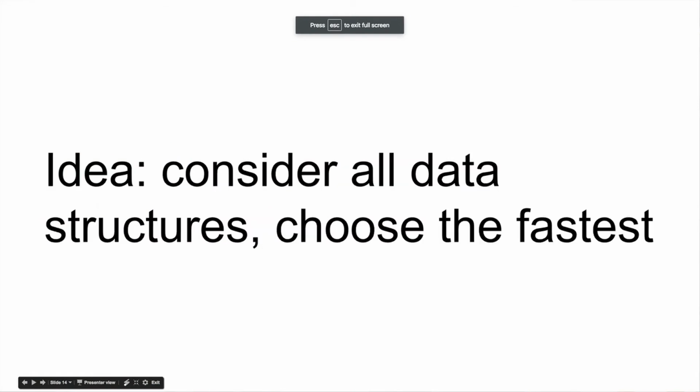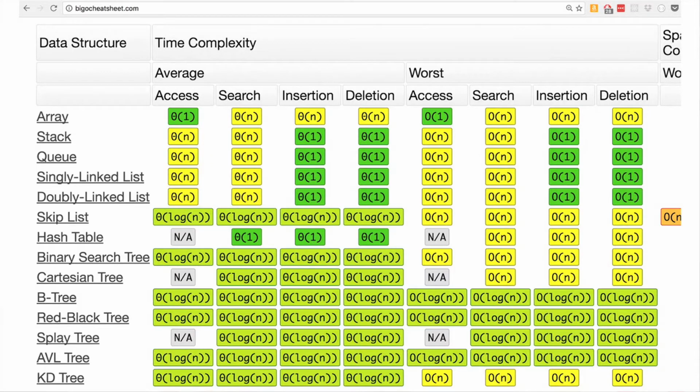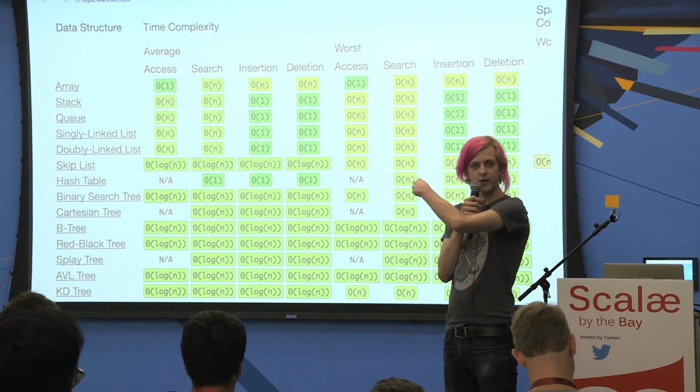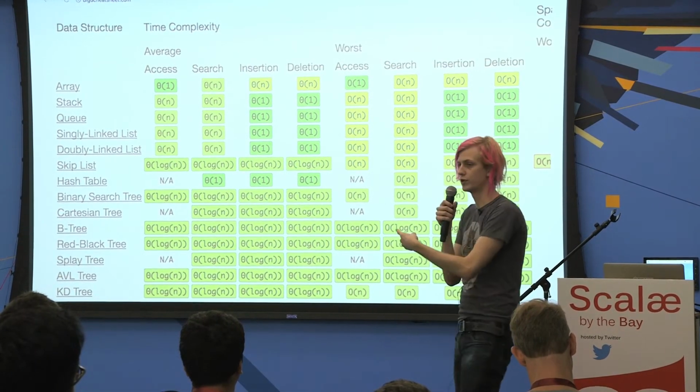So how do we choose data structures? Here's the first idea. Let's consider all of the data structures that are possible and then choose the fastest one. This sounds like it's not going to be that hard. Let's just say a data structure is a map from methods like insert at end or get first to a time in big O. This is the idea you'd get if you looked at bigocheatsheet.com, which has a very long list of data structures and how fast they are at various things. But from looking at this, you'll see the kind of problems that come up, and that this is fundamentally the wrong way to approach the problem.